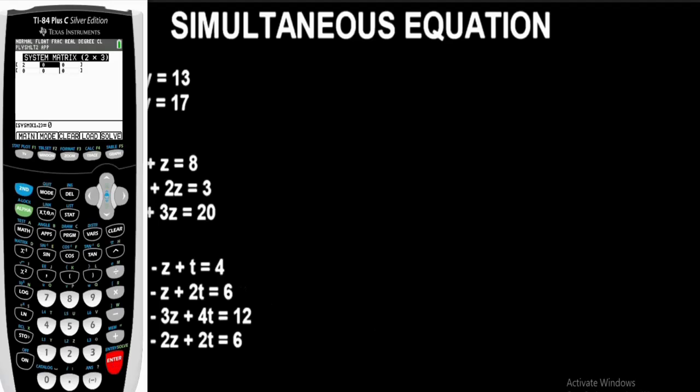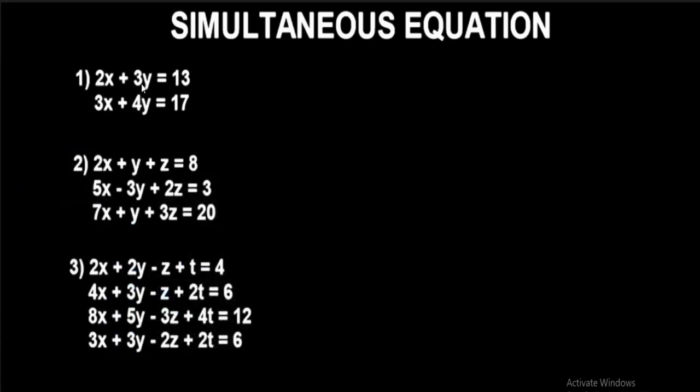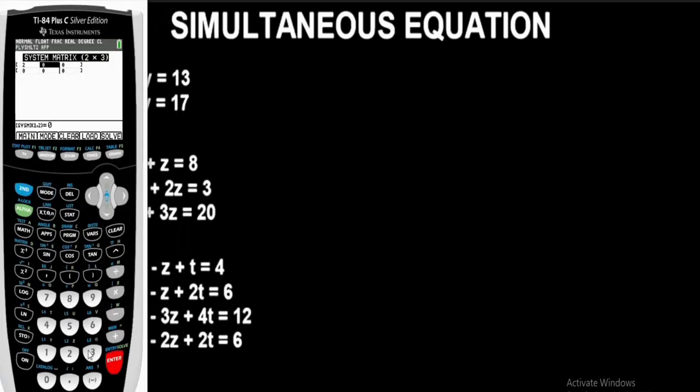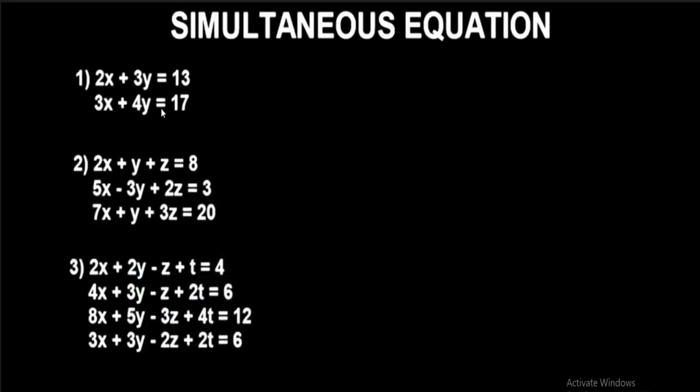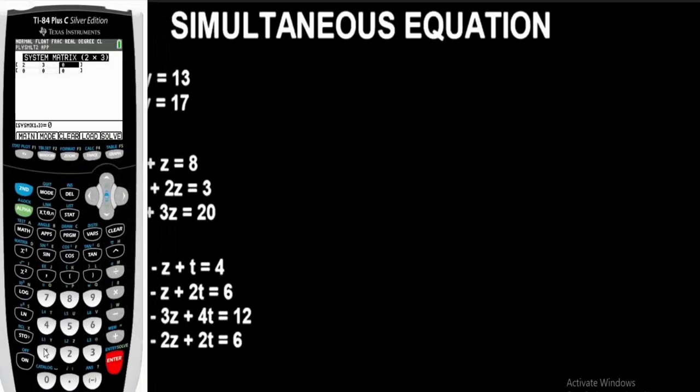Then the next coefficient is 3. 3 is the coefficient of y here. The unknown is what? y. So you press 3, press enter. Then the last value is 13. So press 13, we are good to go. Press enter. Then we go to the second equation.